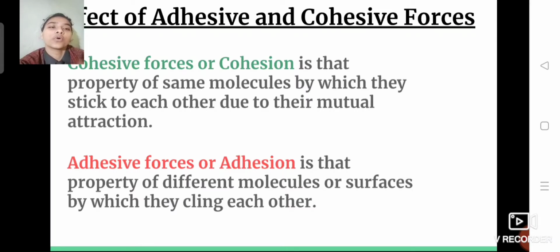Cohesive forces or cohesion is that property of same molecules by which they stick to each other due to their mutual attraction. Now I would make you understand it with the help of an example. Suppose we are taking an example of water molecules. If the same molecules of water have the property to stick with each other, then the force would be known as cohesive forces.